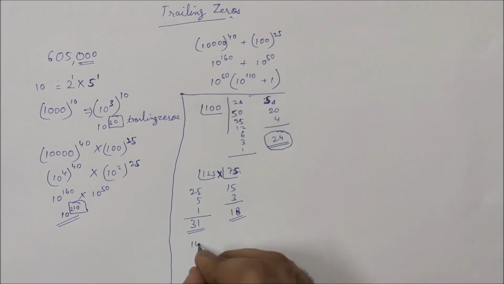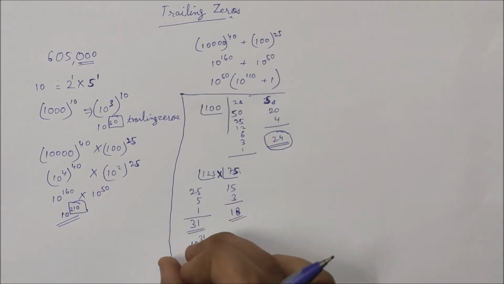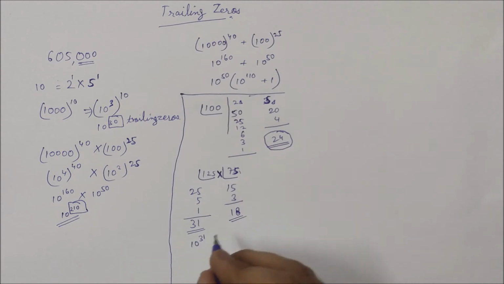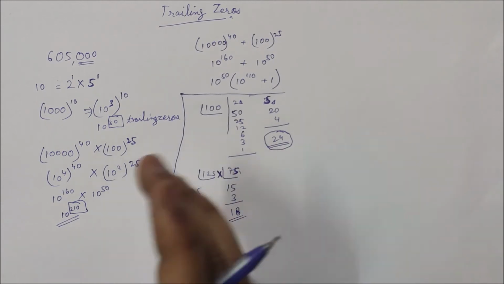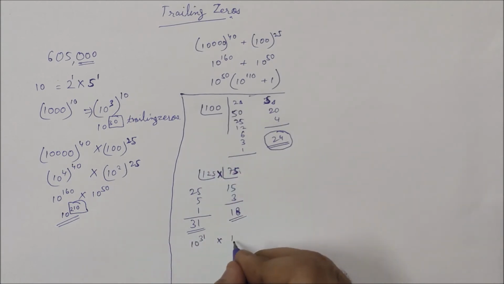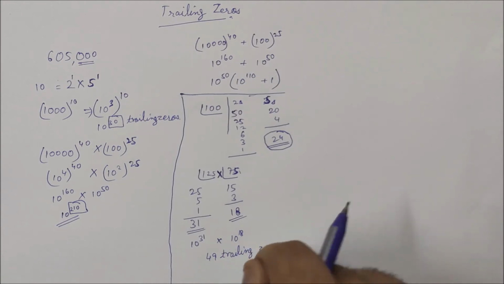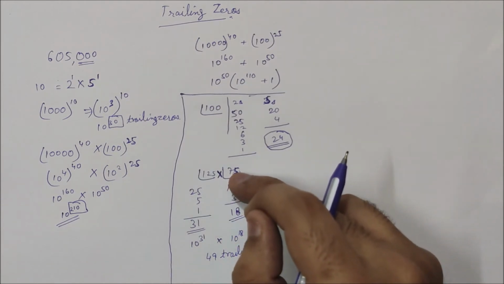Now I can write factorial 125 as some number multiplied by 10 to the power 31, and factorial 75 would also be some number multiplied with 10 to the power 18, right? And since the bases are the same, I can simply add the powers over here. So 31 plus 18 would give me 49 trailing zeros. So there are 49 trailing zeros present in this expression.